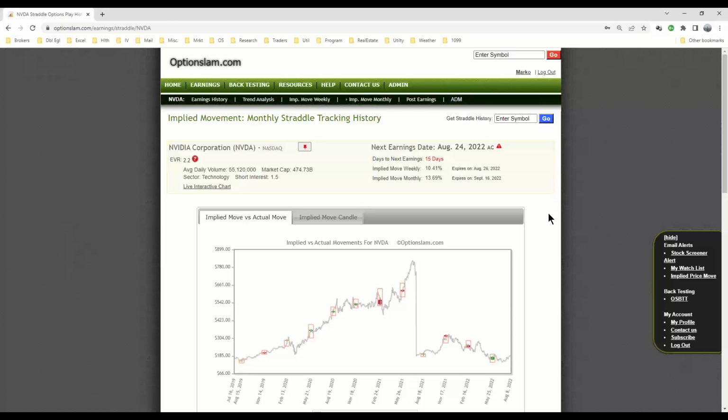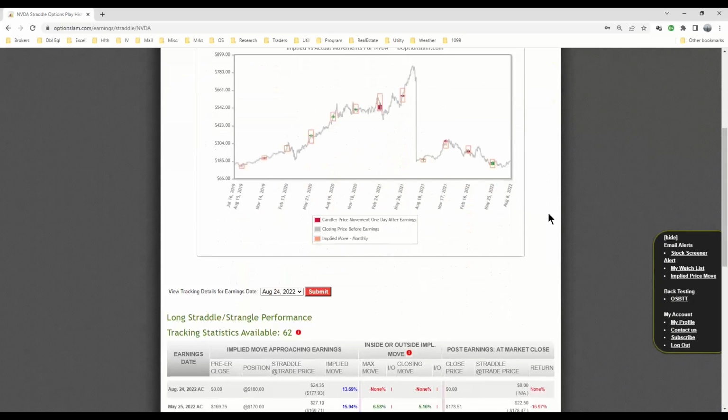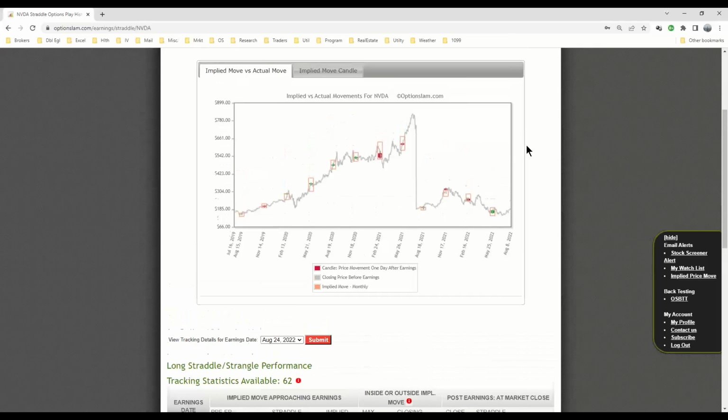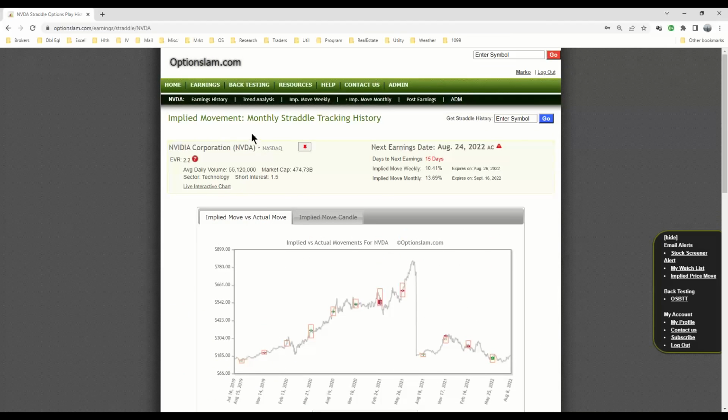Now that you know where to get the final statistics of everything that happened between earnings day and the third Friday of the next upcoming monthly expiration cycle, that information is available and found on the trend analysis page. Let's take a look at the implied move monthly page.